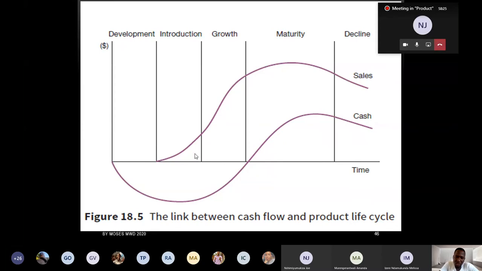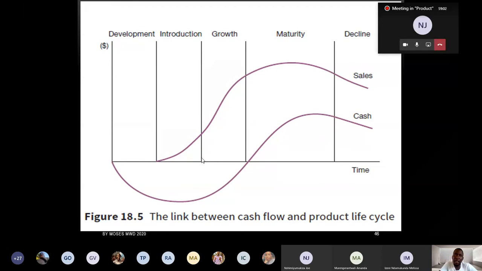Now, when you are on this introduction stage, you are selling something, the sales are rising. Now, as you leave introduction, it means outflows stop. So you are getting back now. Here, you are going to the growth stage. You are selling more now. You're going to the growth stage. Here, the curve stops going down. When it is going down, it means you are having outflows. You are spending a lot.